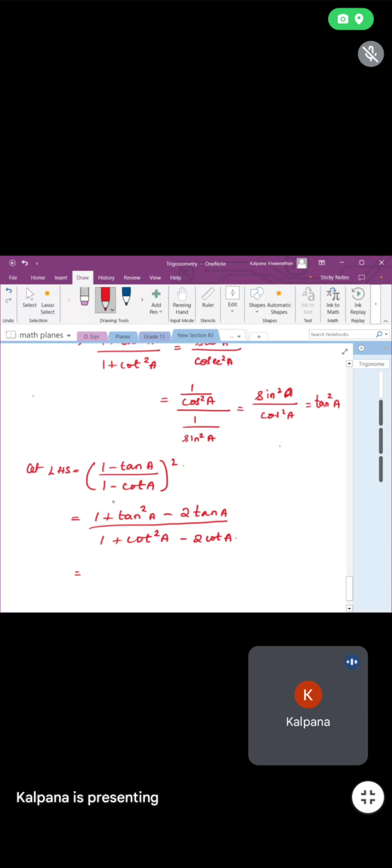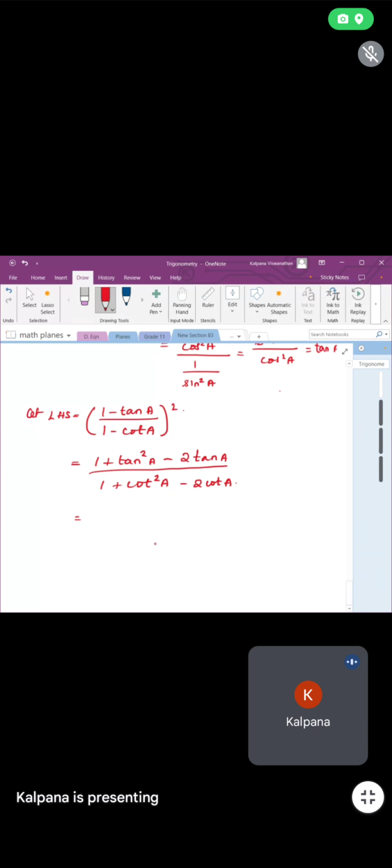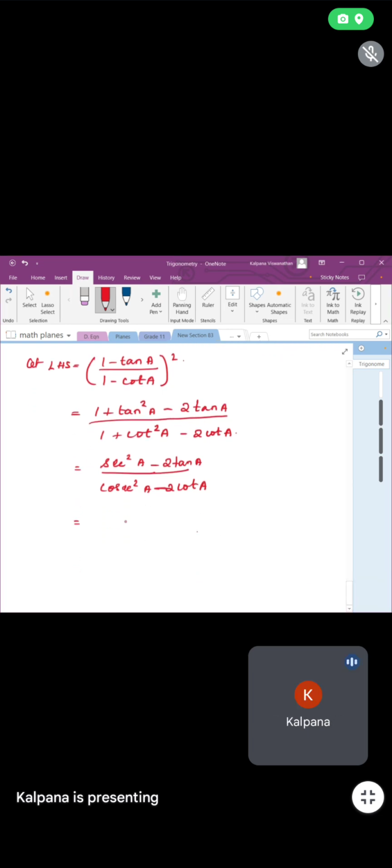Now after this, what can we do? What is 1 plus tan square A? Secant square A. Very good. Secant square A minus 2 tan A divided by cosecant square A minus 2 cot A. What should be our next step? Can anybody tell? Convert into basics. Yeah, convert into basic forms.